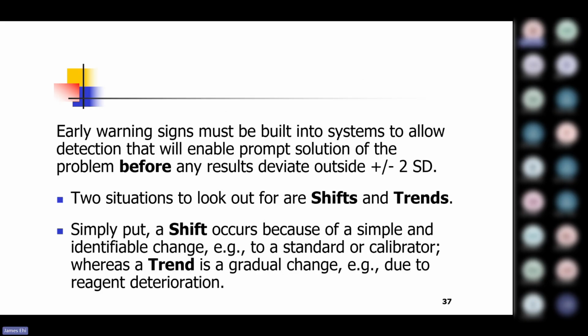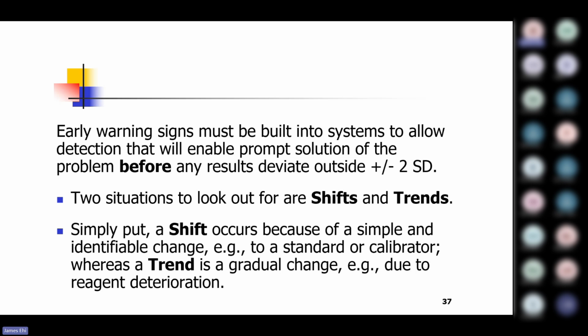Then there are early warning signs that you must build into your system to allow you to detect when issues are arising, when there are deviations from the ideal pattern of distribution that no longer obey the distribution we have under the Gaussian distribution curve. This helps you to promptly resolve issues before the results of patients start going outside the acceptable limit. Two situations to look out for.